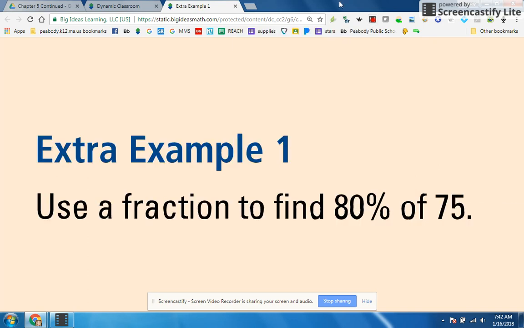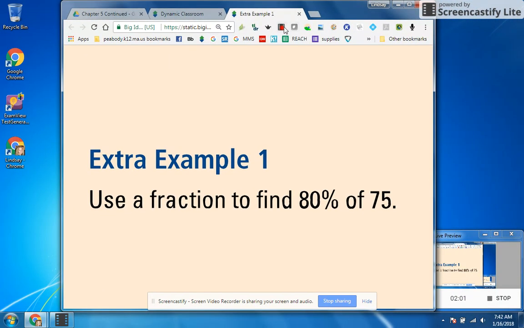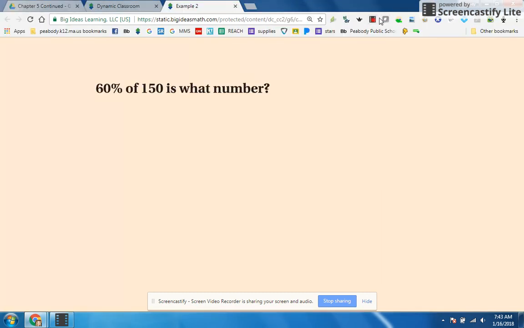So I'm going to have you pause and try this one using a fraction. So 80%, write that as a fraction, multiply it by 75. Remember how to write the percent as a fraction and remember how to write the whole number as a fraction. And then cross cancel and then multiply. You can leave it improper if you want. So try that one. Okay, here's another one. They're just having a bigger number, which is okay.